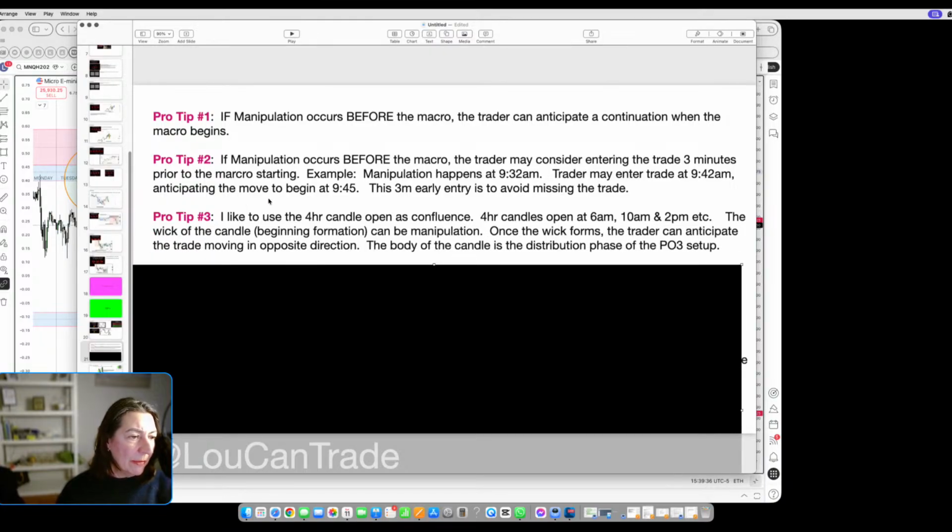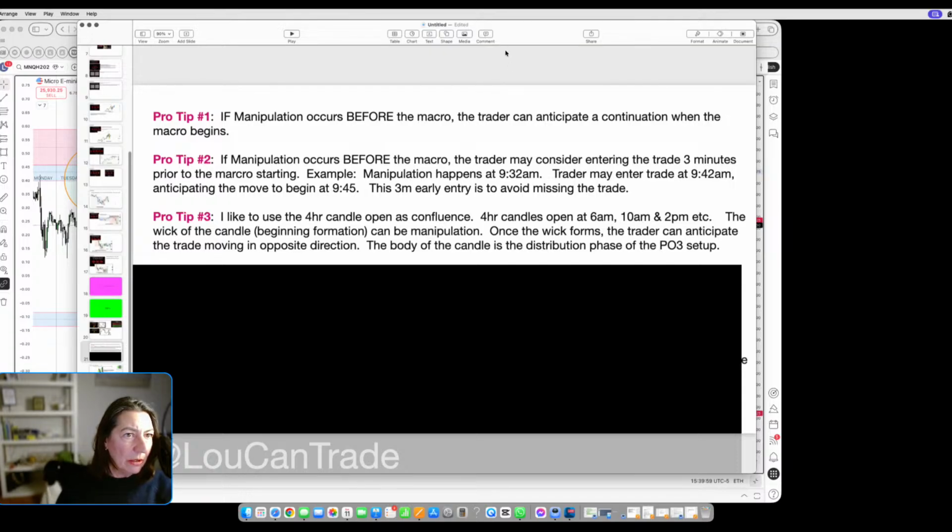Pro tip number 3, I like to use the 4-hour candle open as confluence. So the 4-hour candles open at 6 a.m., 10 a.m., and 2 p.m. The wick of the candle is the beginning of the formation, and it can be manipulation. Once the wick forms, the trader can anticipate the trade moving in the opposite direction. The body of the candle then is the distribution phase of the Power of 3 setup.